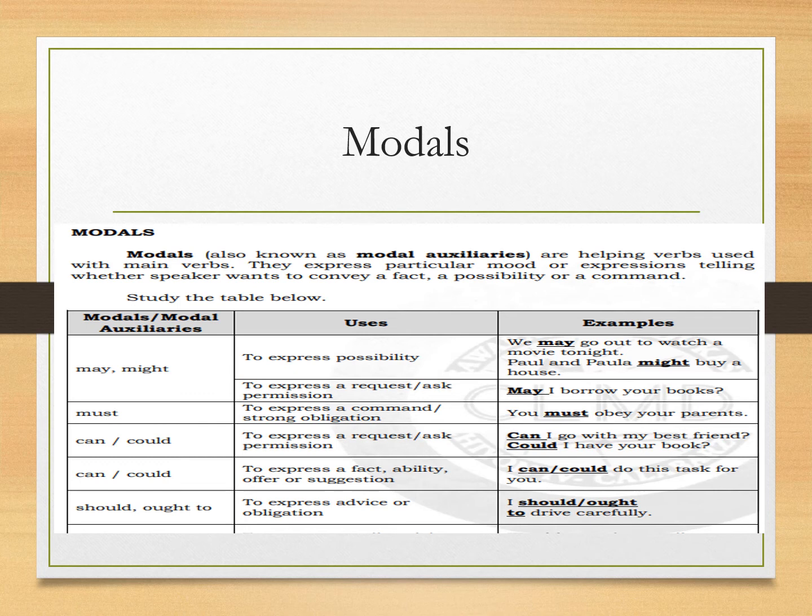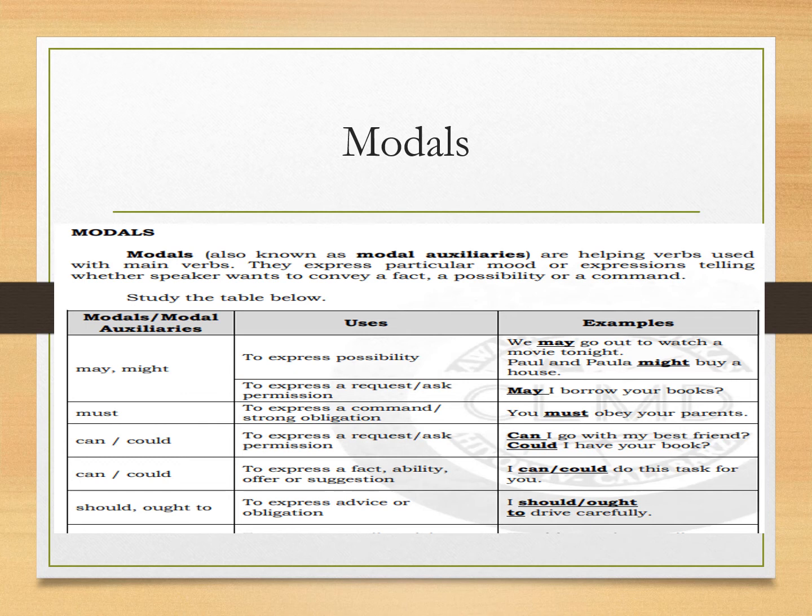For modals or modal auxiliaries, we have may and might. Their use is to express possibility. Examples: We may go out to watch a movie tonight. Another example for may and might: Paul and Paula might buy a house. May and might are also used to express a request or ask permission. Example: May I borrow your books?